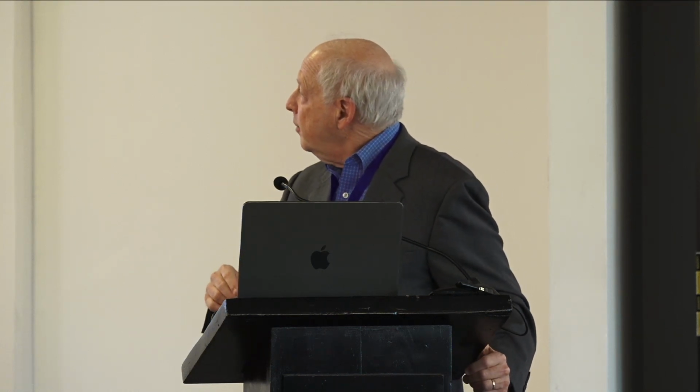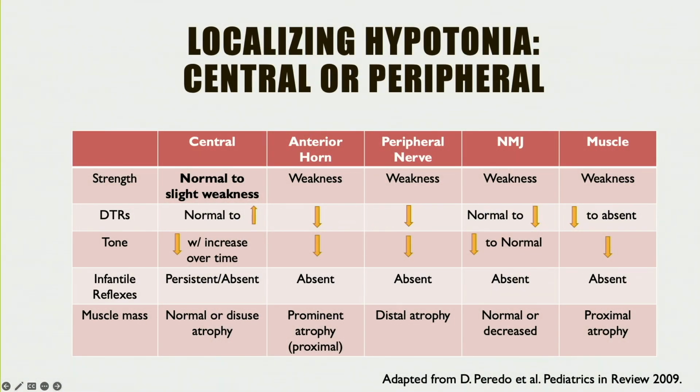Okay. And then as you work down, you can see that the reflexes are generally normal in central problems and normal if it's in the neuromuscular junction, like myasthenia gravis, like congenital myasthenia. Otherwise, they're generally decreased or absent. And if they're increased, that's clearly a sign that this is a central problem from the brain or the upper spinal cord.